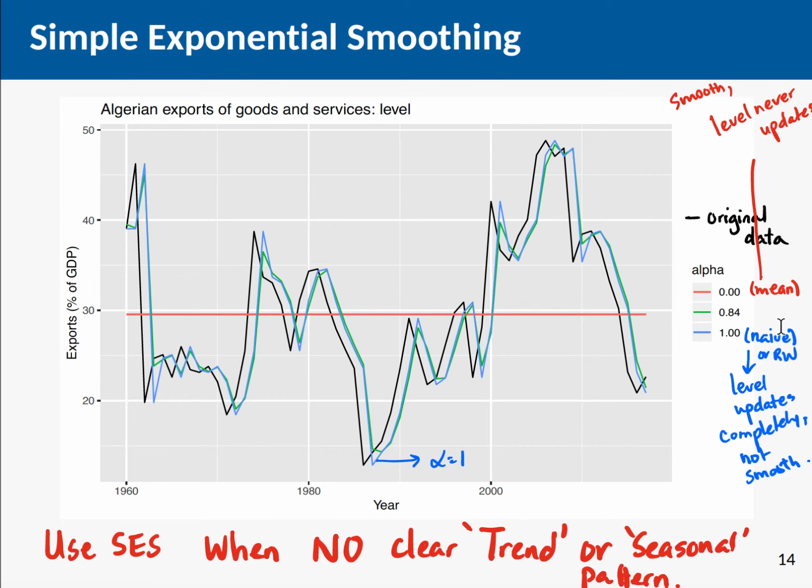If alpha is increased to, let's say, 0.84, and we plot the fitted line, then it's the green line. And if alpha is 1, which is similar to our naive or random walk model, where we're saying that the level updates completely, the series is definitely not smooth. So for higher values of alpha, you notice that the fitted values track the data much more closely, and these are not smooth. So the value of alpha can actually help us track the data a lot better.